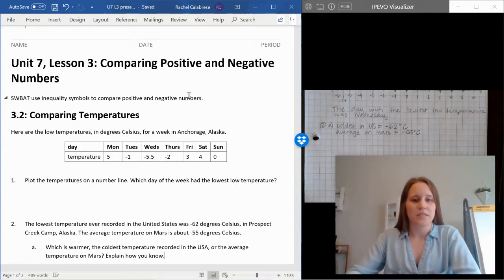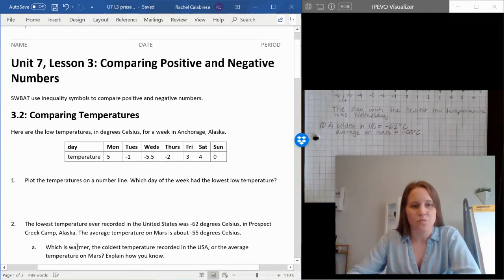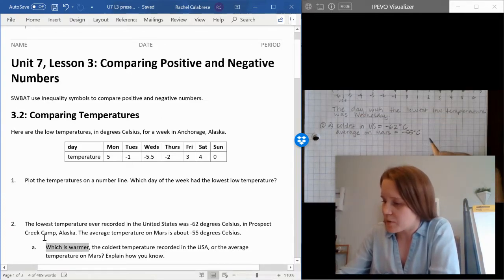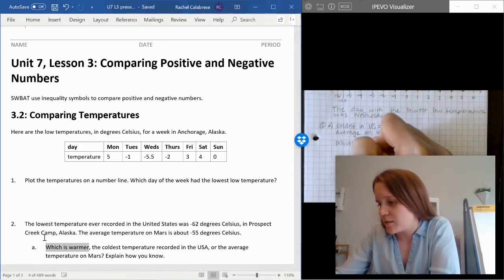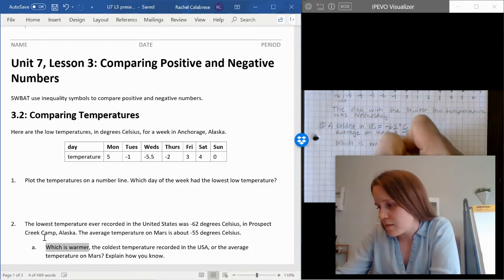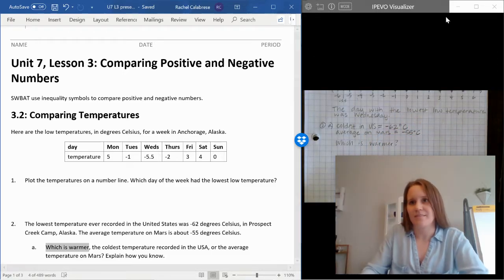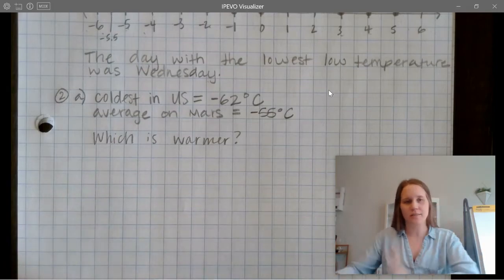Right. So then my job is to say which is warmer. I'm going to go ahead and write that question. Which is warmer? All right, I can't wait to answer this question. Here we go.